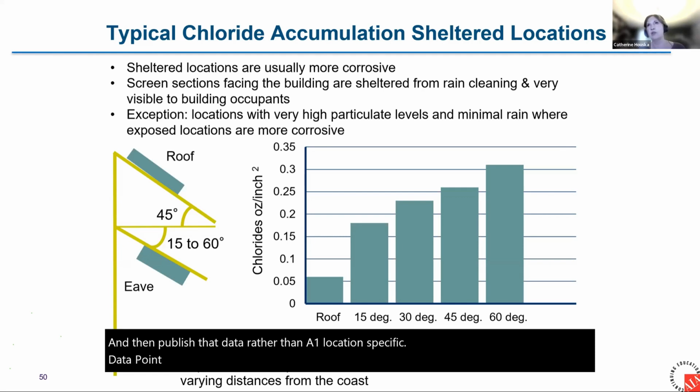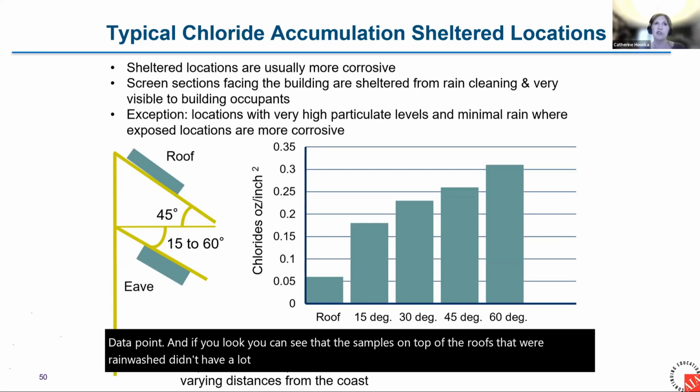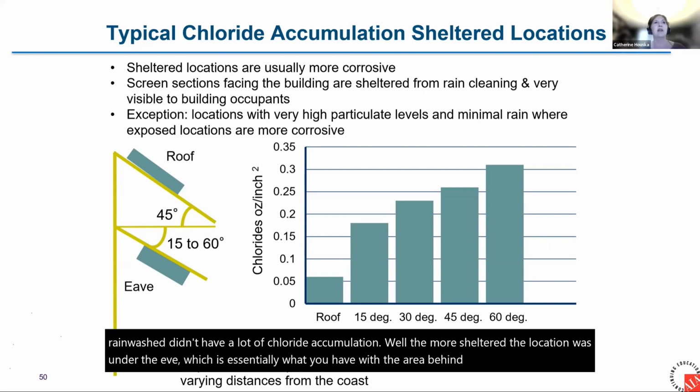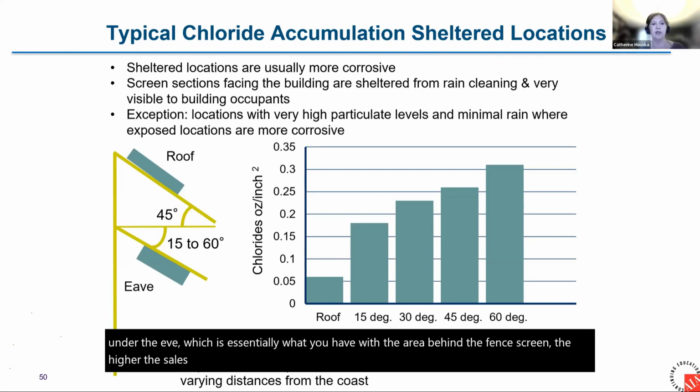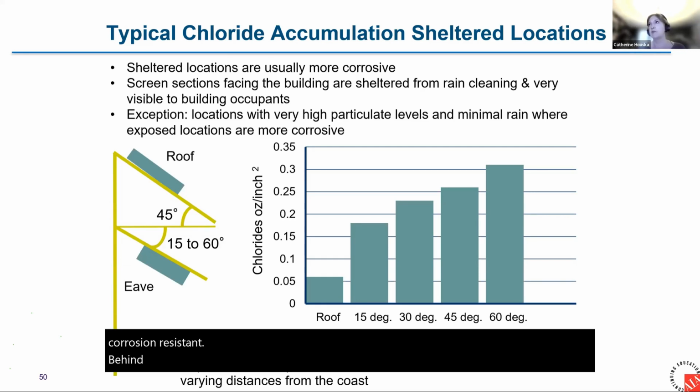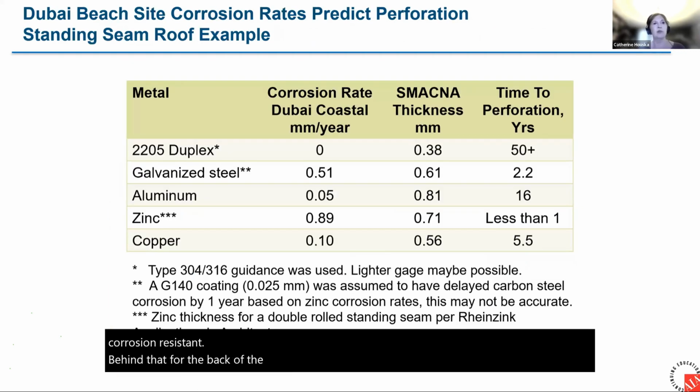And if you look, you can see that the samples on top of the roofs that were rain washed didn't have a lot of chloride accumulation. Well, the more sheltered the location was under the eave, which is essentially what you have with the area behind the sunscreen, the higher the salt accumulation. And for that reason, you really need something that is more corrosion resistant behind that for the back of the sunscreen or the structural supports for it.